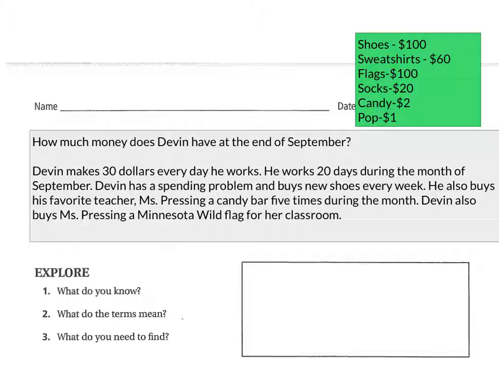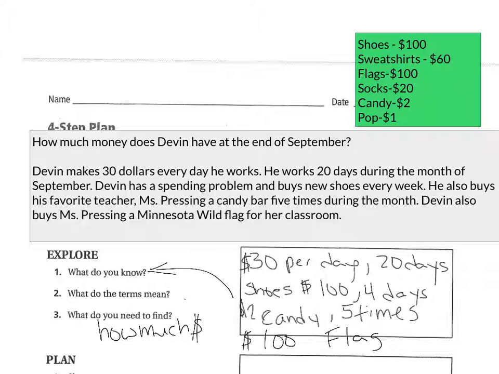Okay, so the first thing I look at is, what do I know? So I know a couple of things. I know how much money Devin makes. So I have now written down, looking at the Explorer, what do I know? Well, I know that he makes $30 per day, and it says he works for 20 days. So $30 per day for 20 days.